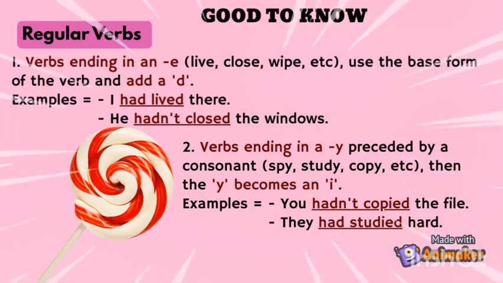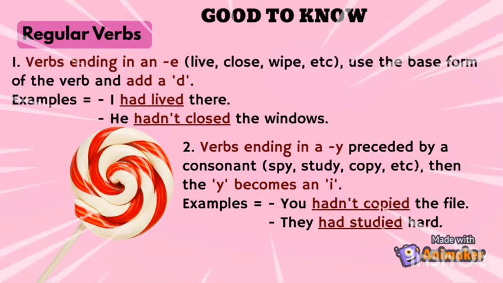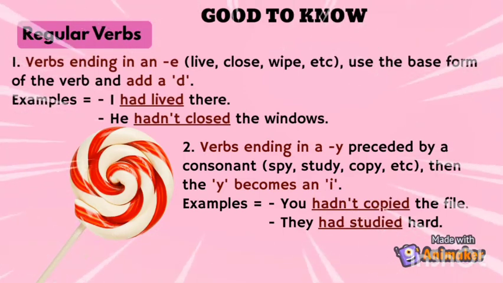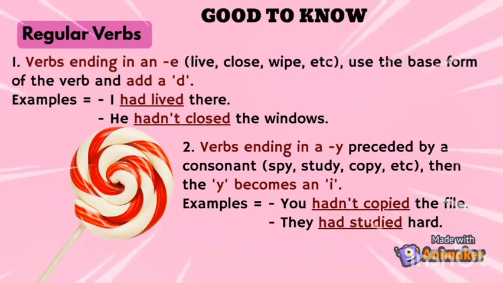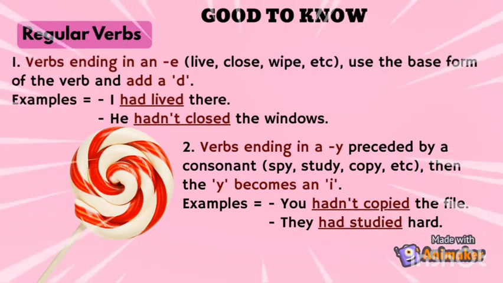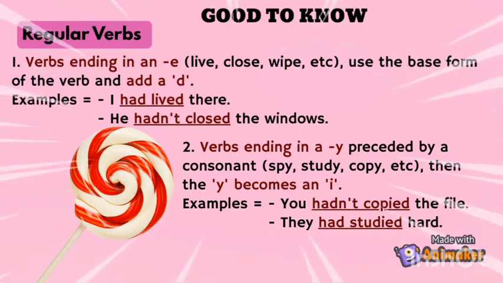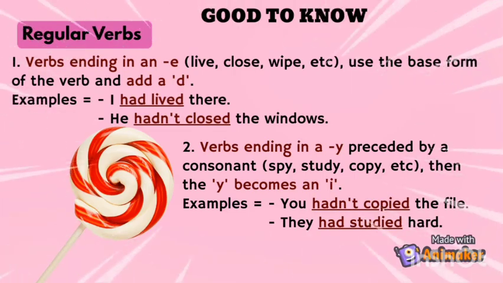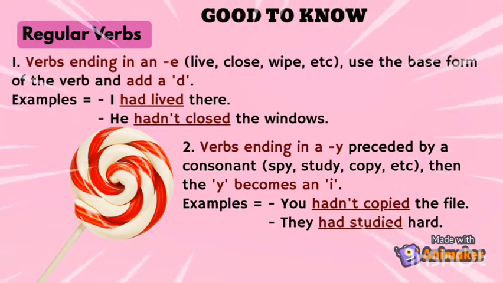However, we need to pay special attention to regular verbs when we want to form past perfect tense. 1. Verbs ending in an E such as live, close, wipe. We will use the base form of the verb and add a D. For example, I had lived there. He hadn't closed the windows.